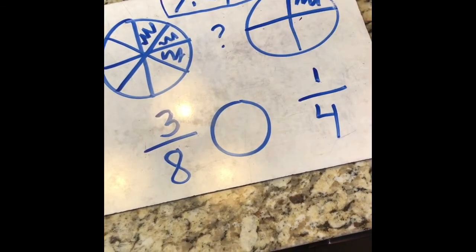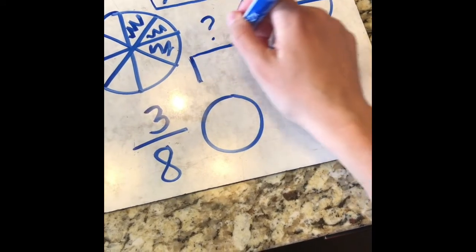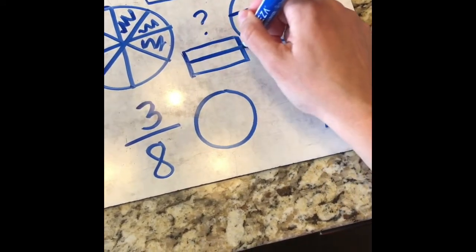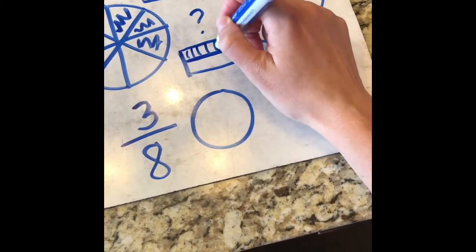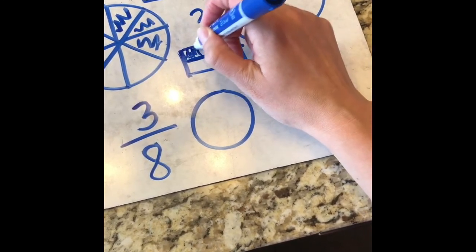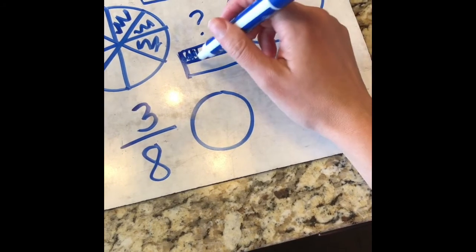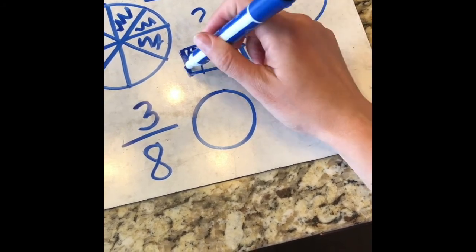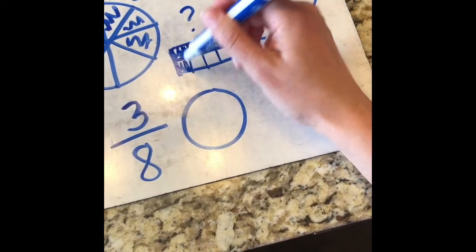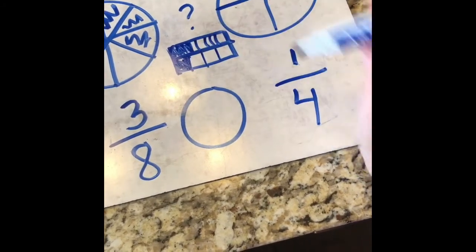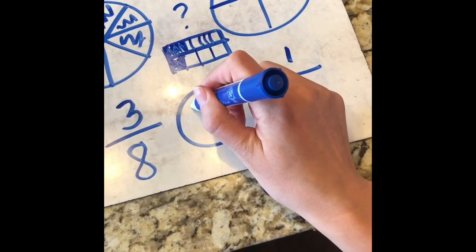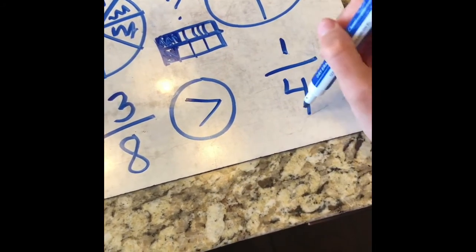If you don't want to draw circles, you can draw rectangles and split them so that you make sure they're the same size. And then show 3/8 on top. I know I made it really small. And then on bottom, we would show 1/4. And you can see that this shaded part is less than the shaded part on top. So I would say 3/8 is greater than 1/4.